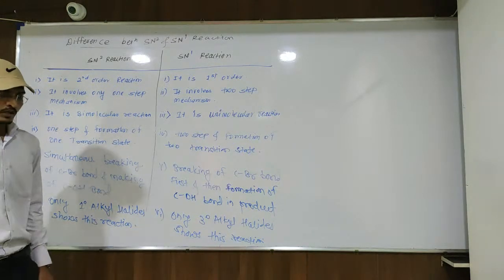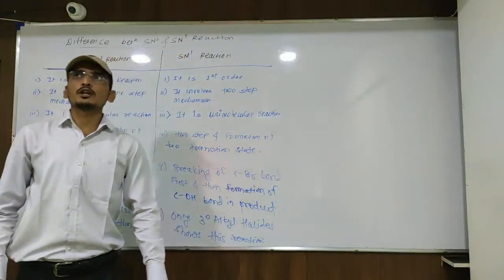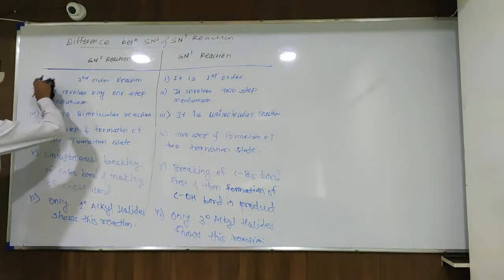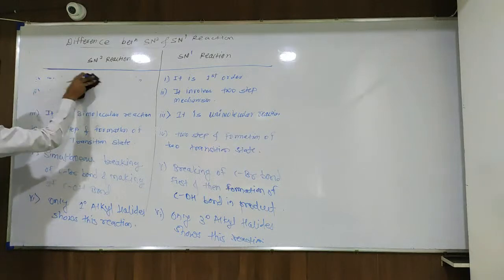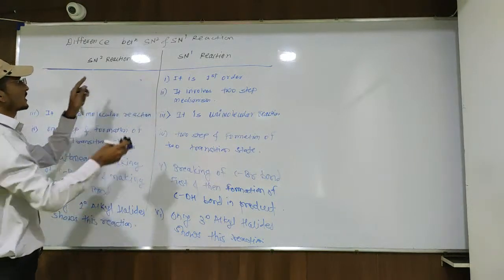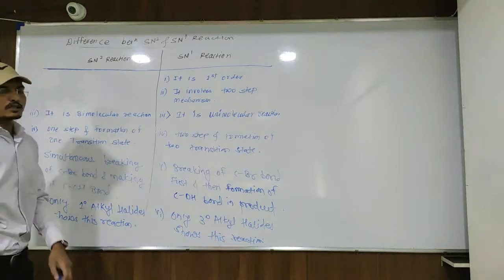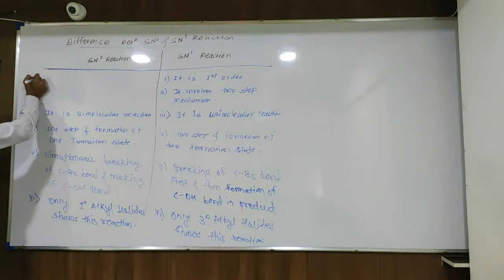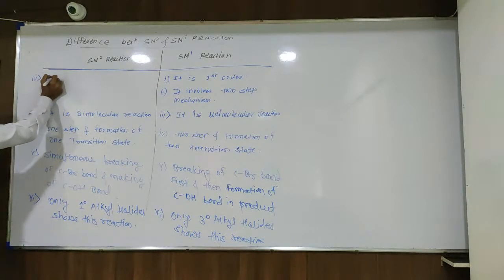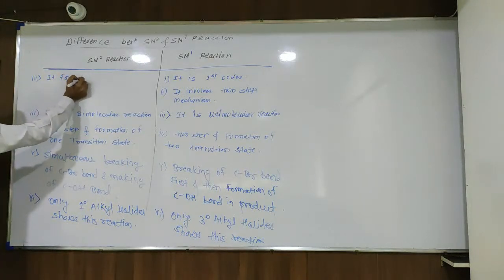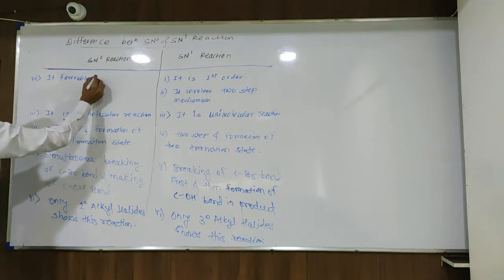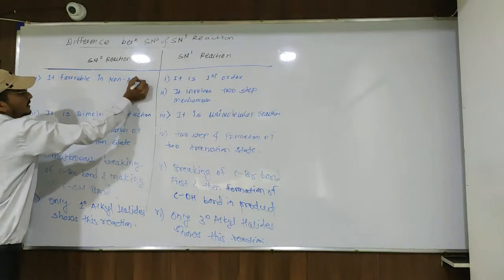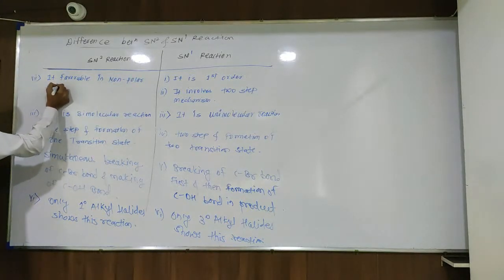So what about the next point here? You know that there are two types of solvent, polar solvent and non-polar solvent. Generally, the SN1 reaction is favorable in polar solvent. But what about the SN2 reaction? The SN2 reaction is favorable in non-polar solvent. In which solvent is the SN2 reaction favorable? Non-polar solvent. It is favorable in non-polar solvent.